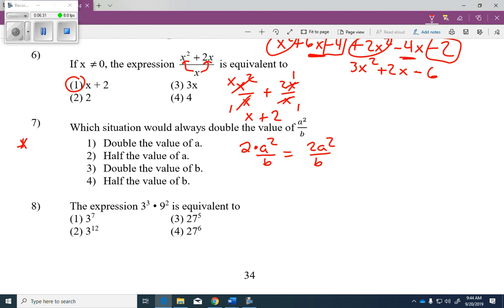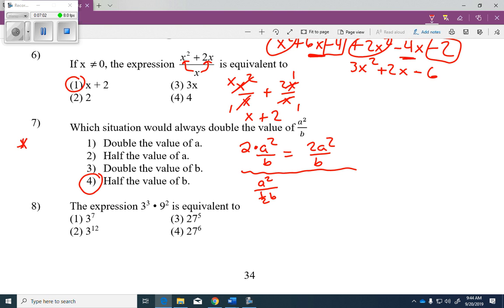So one way you can think about it is choose some numerical values for a and b and go through each of these situations to see which one works. I'll tell you it's choice 4 that works, and I'm just going to show you choice 4 algebraically. If I take half the value of b and I'm given a squared over b, what I can write is that it's going to be a squared over half of b.